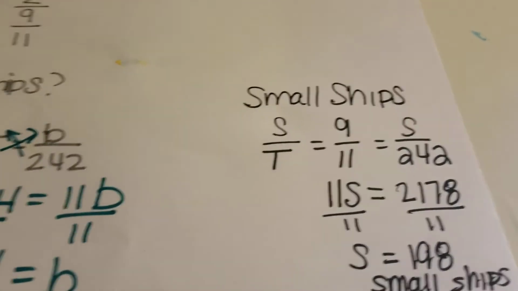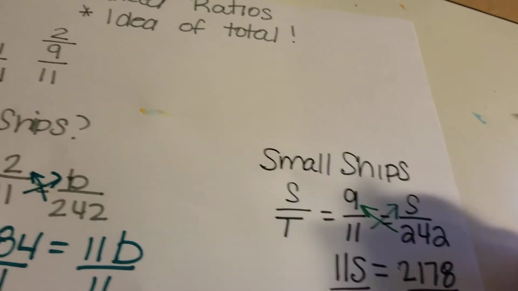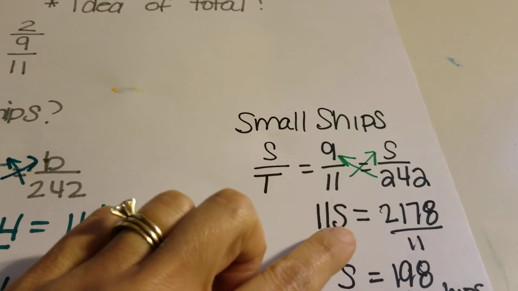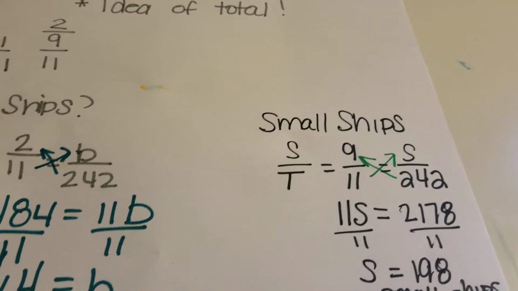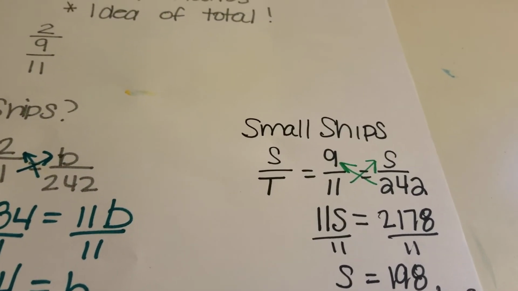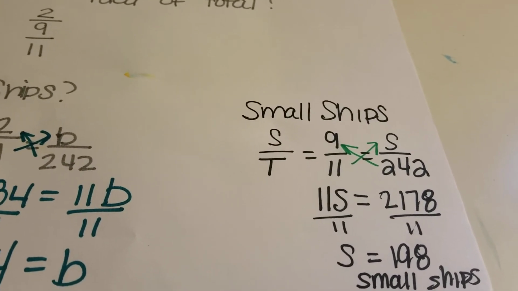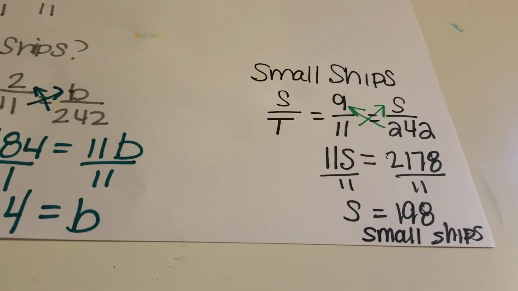I cross multiply. Let's remind you what I've done. Cross multiply. All right, and so I get 11S is equal to, and then 9 times 242 is 2178. Divide both sides by 11. And I get S is equal to 198 small ships.